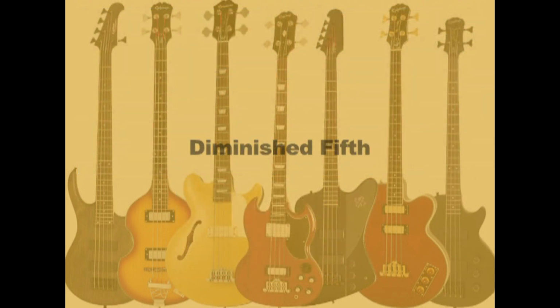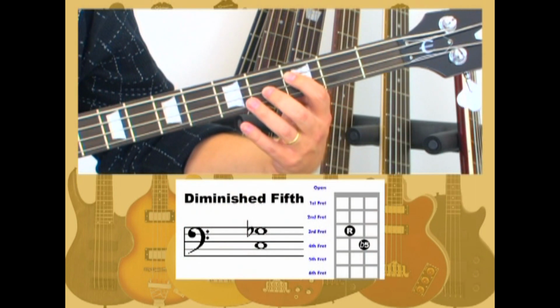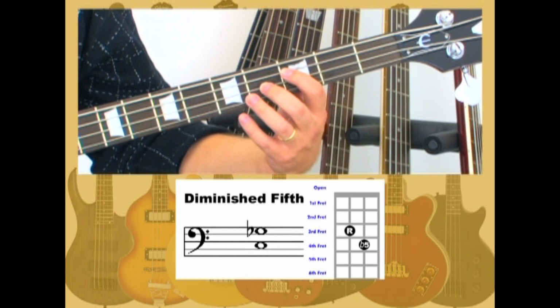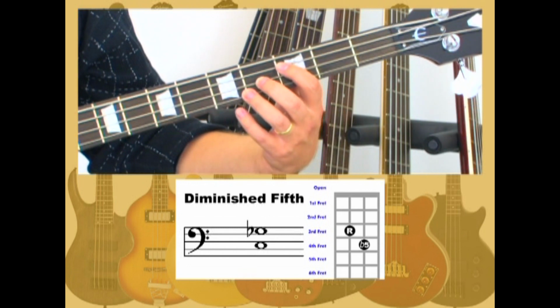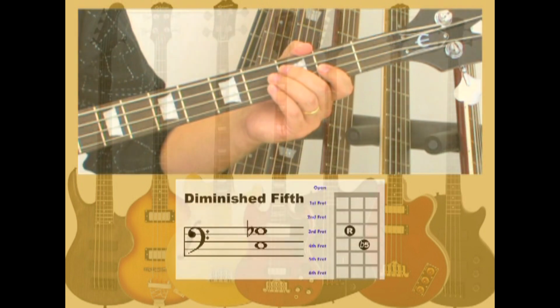The augmented 4th also shares the name diminished 5th. It is the same fingering, but it has 2 different names. An example of how you would choose which name to call this interval would depend on the other notes present in a scale or a piece of music.